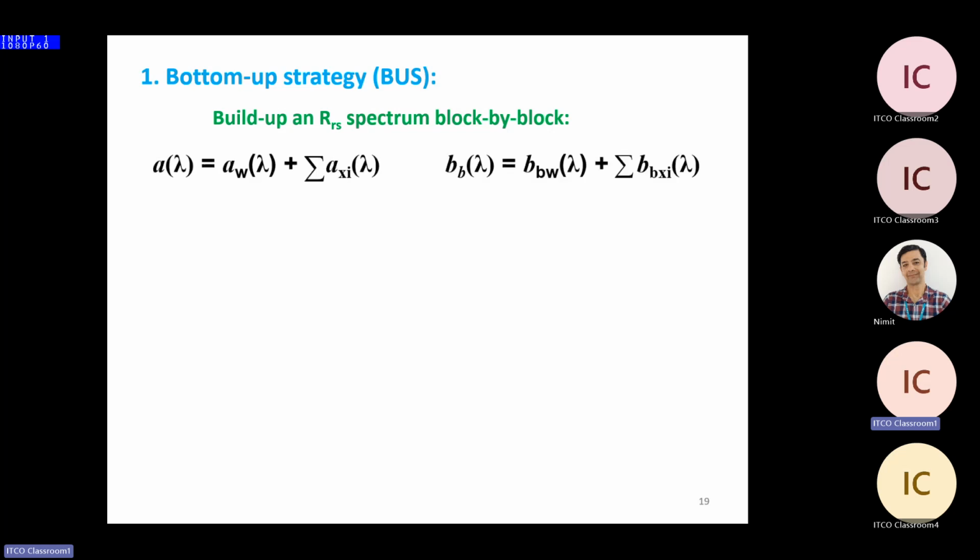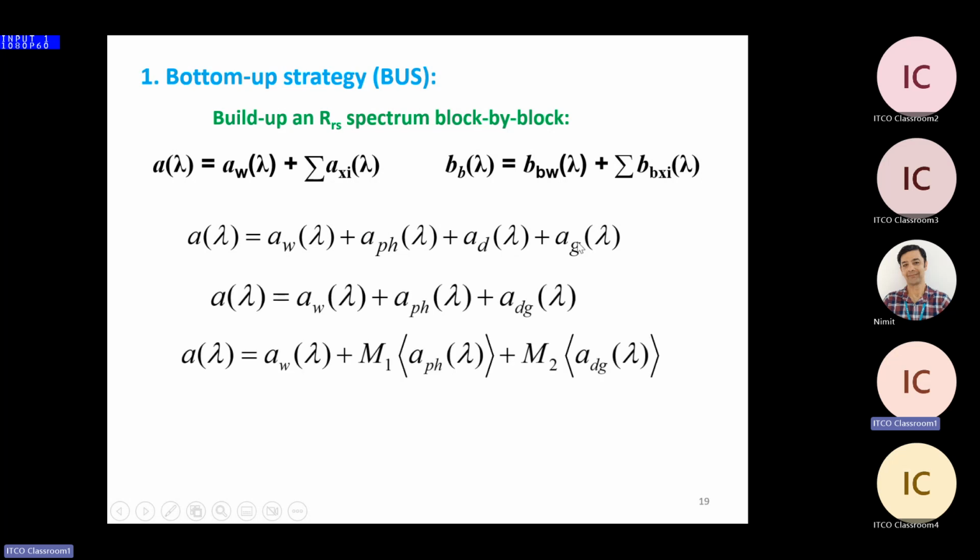First, as we discussed this morning, absorption is A water plus many other contributions from the constituents. BB is also BB water plus many other things. And we have reduced that to 3 unknowns, basically, assuming A water is a constant, and that's what we have known, and then APH, AD, and AG. Further, we put AD and AG together, so it becomes A water plus APH plus ADG. Still, we have two unknowns.